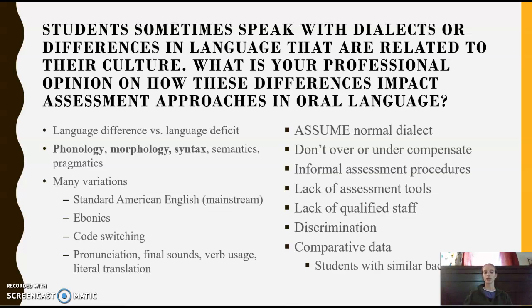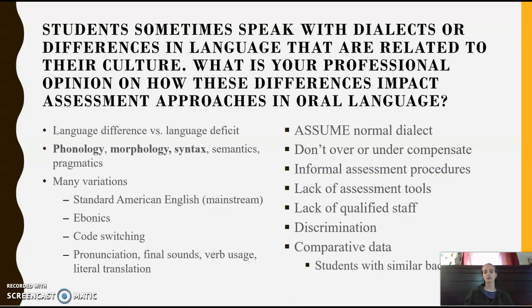And then we look at variations of pronunciation, final sounds, verb usage, and literal translation. So some examples of those could be pronouncing words where a Hispanic person may say a W instead of an R. So we need to look at that and say, are they actually not able to say their R and need some speech help, or are they just trying to translate? Is it just being pronounced incorrectly through translation? Sometimes students will leave off the final sounds. So car would be just ka.